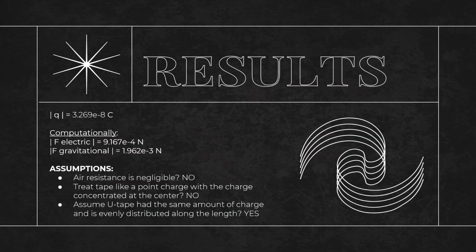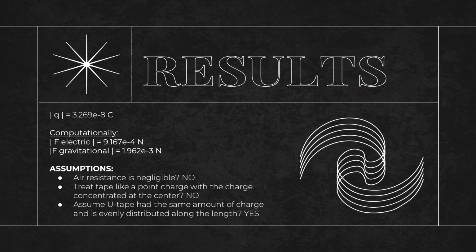So what were the results of this experiment? We found that Q computationally was 3.269 times 10 to the negative 8 coulombs. We already went over the electric force and gravitational force on the last slide, and some assumptions. Was air resistance negligible? No, it actually doesn't apply in this situation because it is static when the tapes are floating, and we did not treat the tape like a point charge with the charge concentrated at the center because we made it equally distributed throughout the tape.